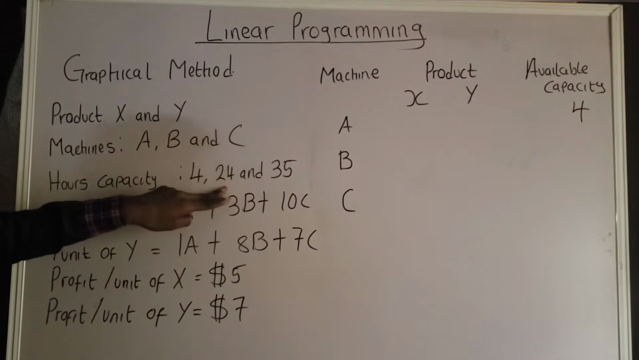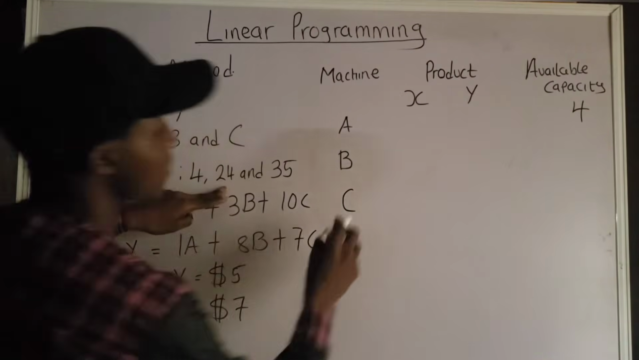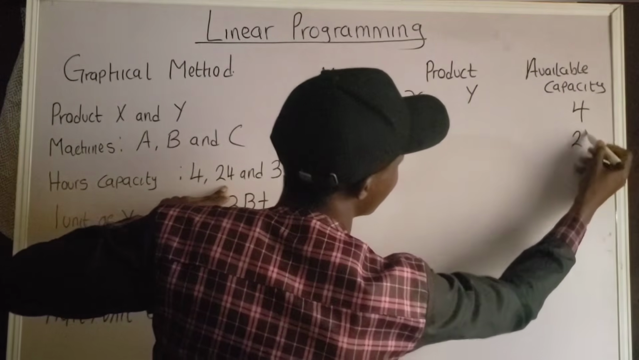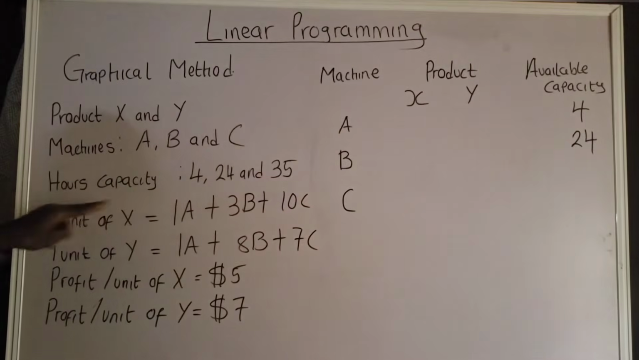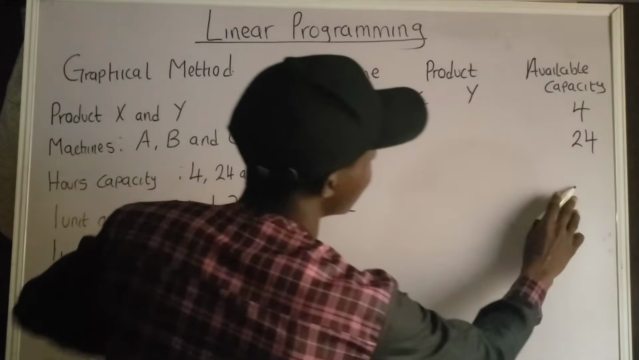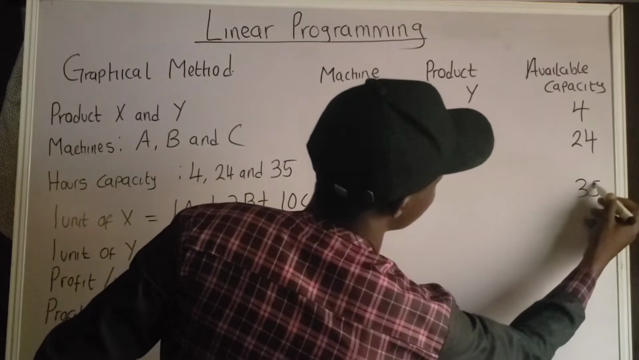For machine B, the capacity is 24. So I'm going to trace B to the right. So this will be 24. So for machine C, the capacity is 35. So I'm going to trace it. This will be 35. You understand?